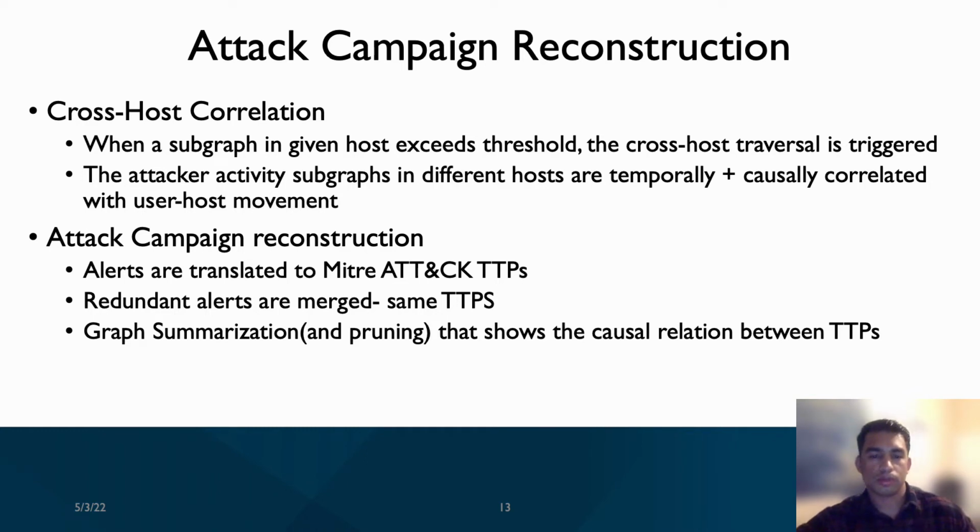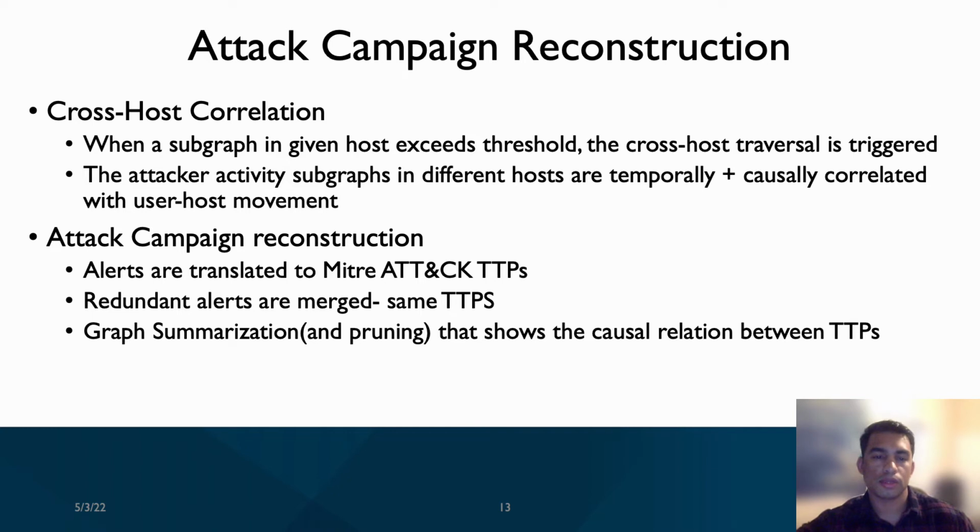The way we do it is we basically extract the metadata from the subgraph, such as the user involved, the host in which it was detected, the time period in which the attack was performed, and basically use that information to do the traversal on the user host movement graph. Right, so in order to come up with the global attack campaign, we need to correlate the attacker activity subgraphs on different hosts with the user host movement on the network-wide graph.